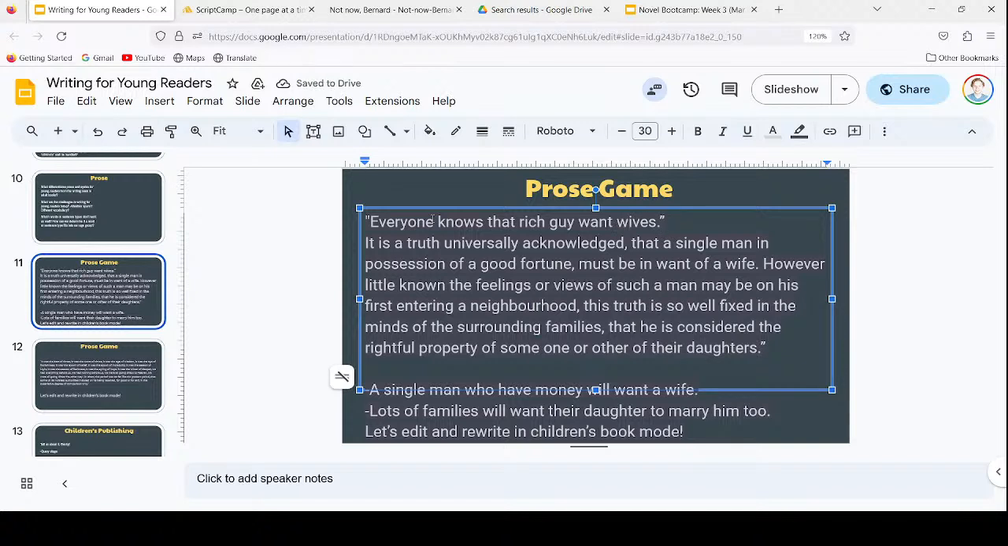This is kind of fun. Exactly. I kind of like this. All right. Everyone knows rich guys want wives. And then what about one more sentence? A little known. I have a little known about his feelings or views. No one cares what he thinks or believes.